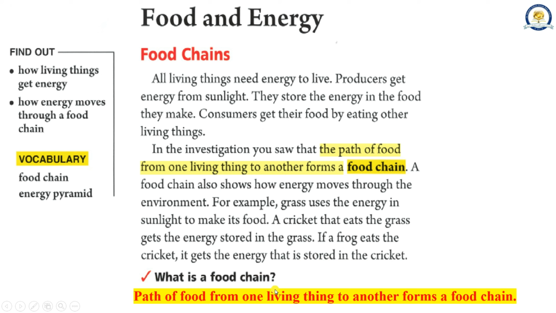What is a food chain? The path of food from one living thing to another forms a food chain.